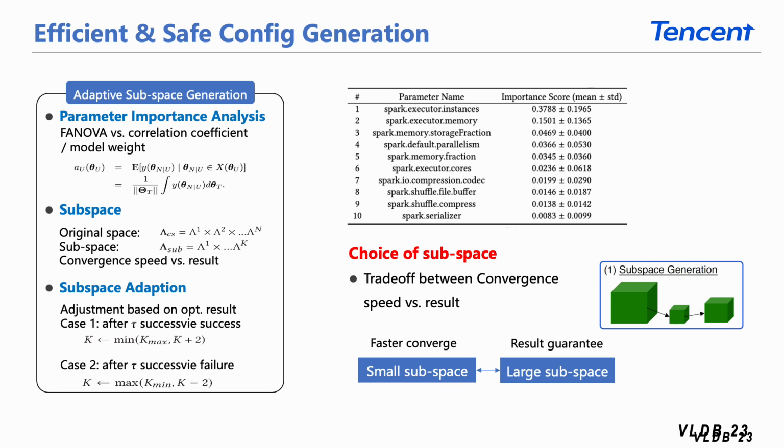The first one is adaptive subspace generation. As aforementioned, the complete configuration space is huge, which greatly limits the efficiency of the configuration search. An intuitive idea is to use a smaller configuration subspace that includes the most influential parameters instead of the original huge space to balance the trade-off between convergence speed and convergence result. We propose a method to adjust the size of the subspace based on the tuning intermediate results.